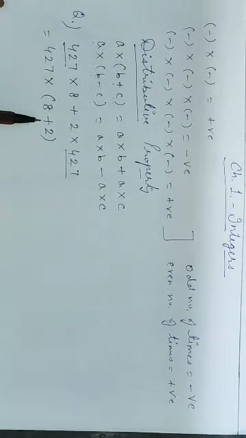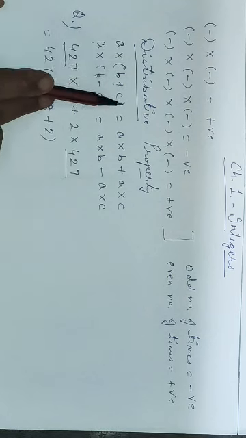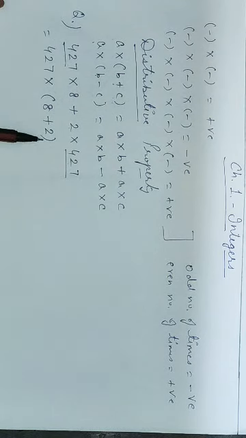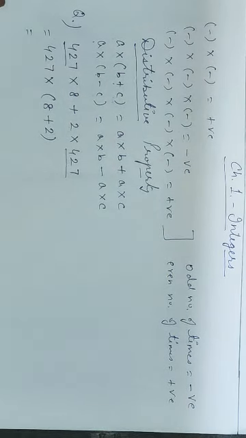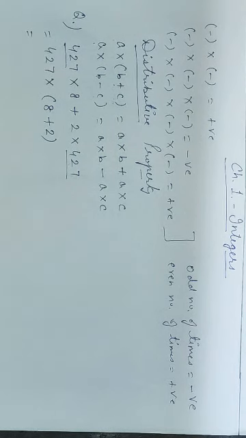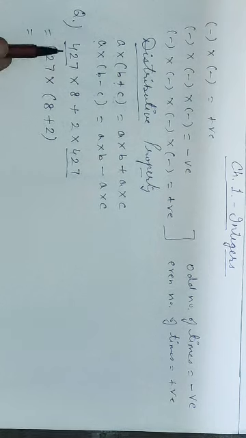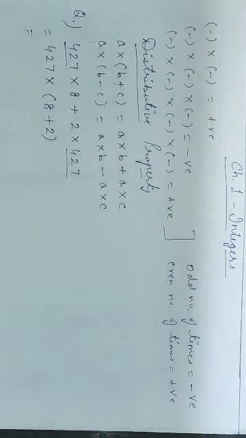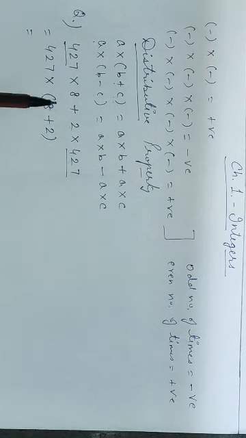So I have written my question in this form: A into B plus C. How this property helps us is that it will make the calculation part easier. If I go by the BODMAS rule, which you have already seen in class 6, if we apply the BODMAS rule, then what will we do?